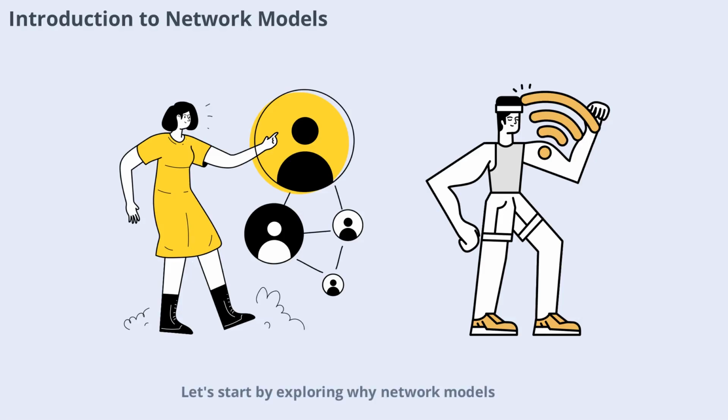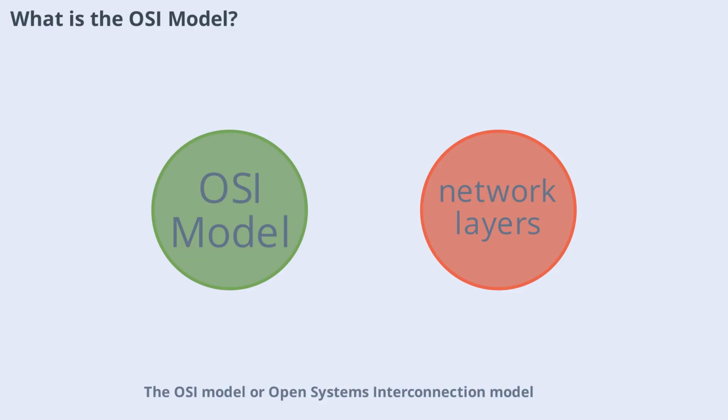Let's start by exploring why network models are so important in the first place and how they help standardize communication across diverse devices and systems. The OSI model, or Open Systems Interconnection Model, is a conceptual framework developed by the International Organization for Standardization. It divides network communication into 7 distinct layers, each with its own specific function. The OSI model is widely used for teaching and troubleshooting network issues, as it provides a clear structure for understanding how data is processed and transmitted.